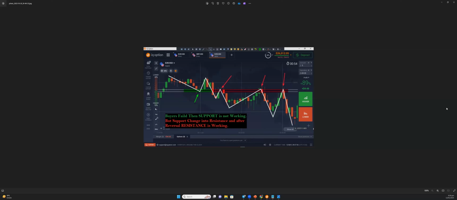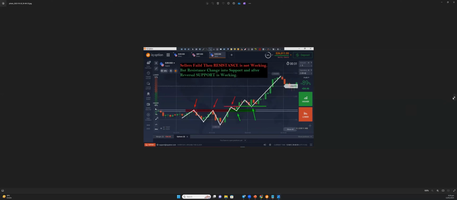So this technique you can use in all time frames, in all types of markets, not only binary options. Here, the buyers, sellers failed. This resistance is not working. Breakout, market continues. It becomes a support, which is a sure shot. Resistance becomes a support. Market moves up. Many times it will work for you.